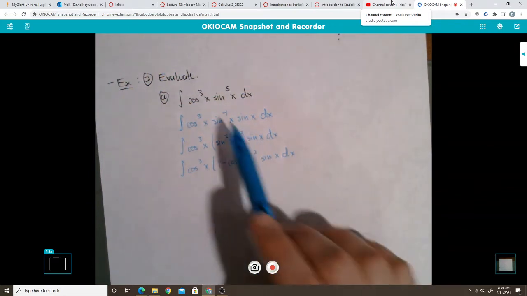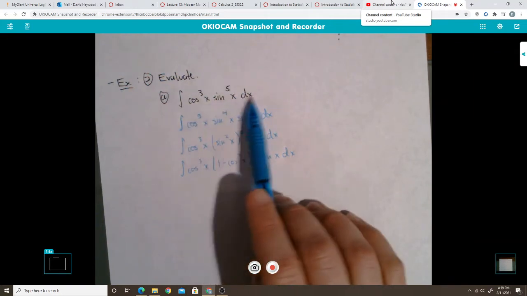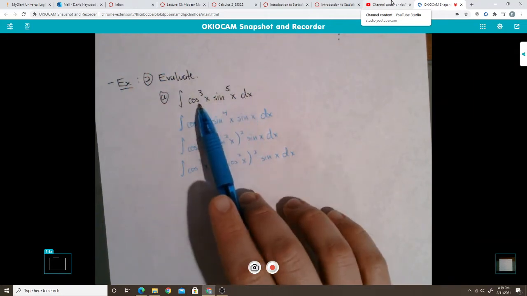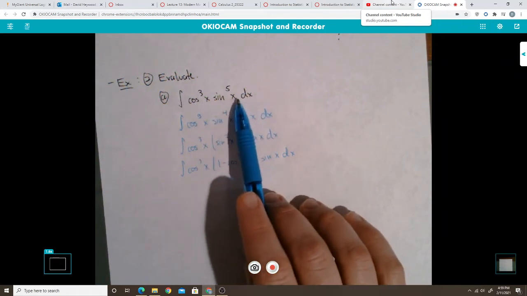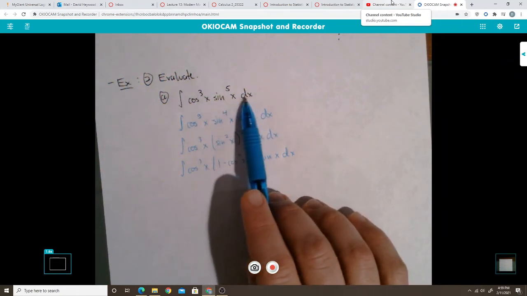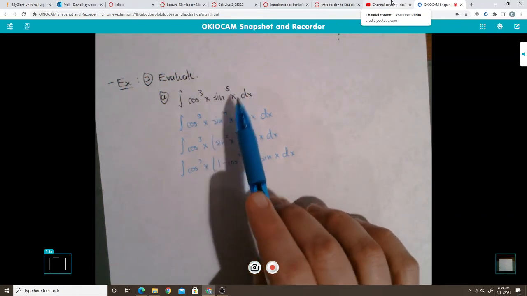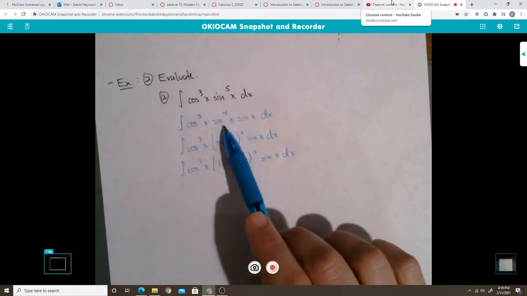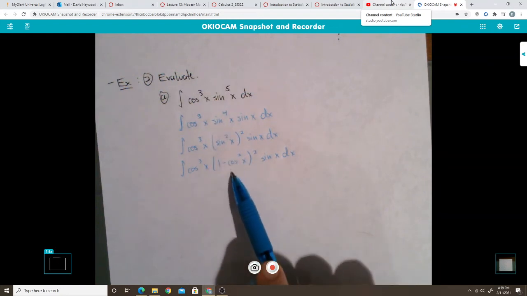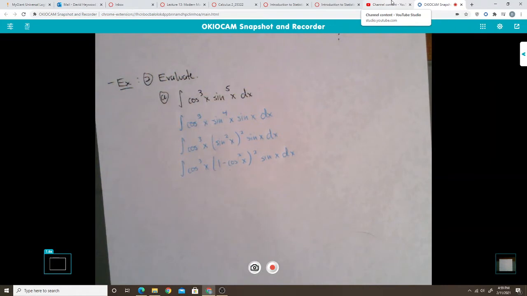Now you may wonder, why didn't I just do that from the beginning? Well, because from the beginning, if I let u be cosine x, du is going to be sine x dx. That's great and all. That takes care of one of the sines, but I have 4 sines left over. So what do I do with those? Basically, what I do with those is turn them into cosines. So that's the idea there.